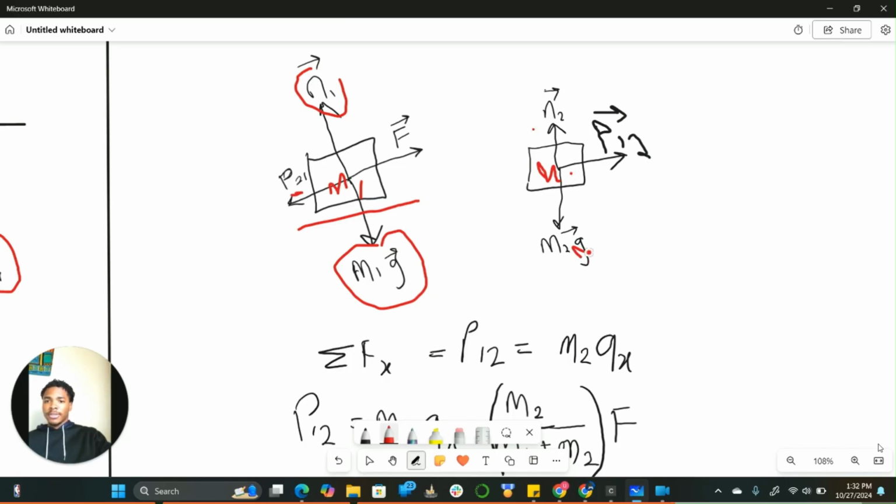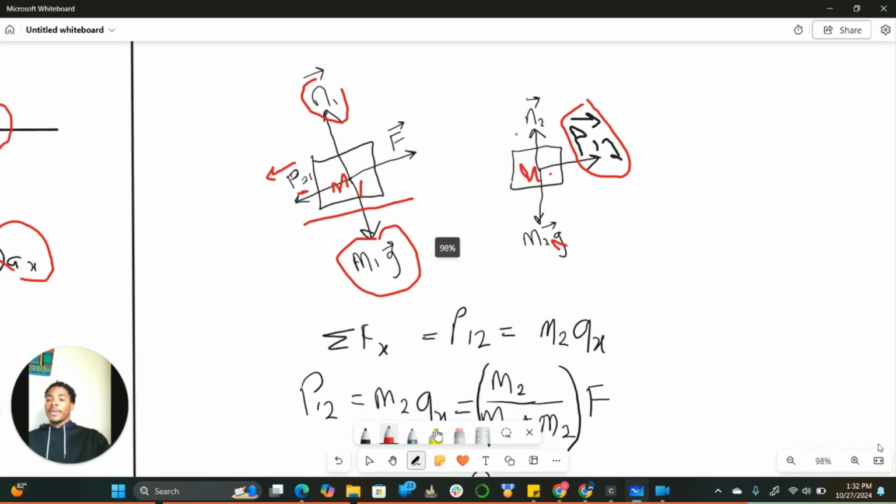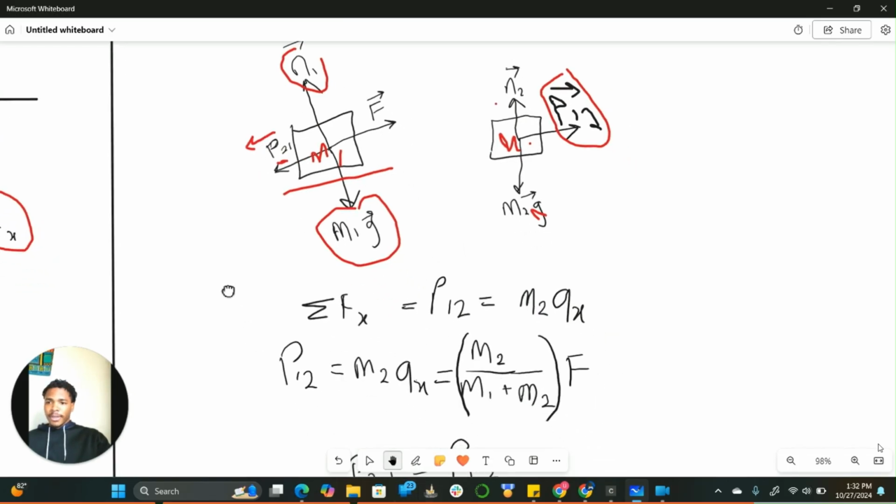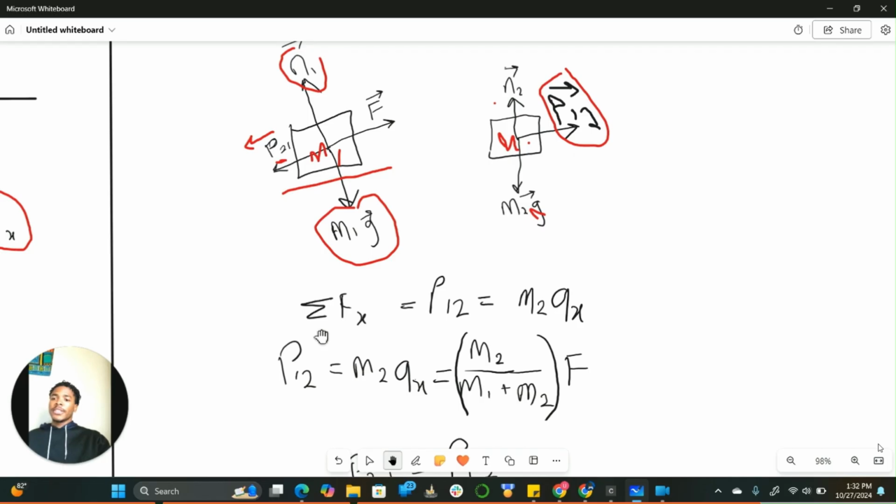Now, the direction of this contact force is key. The contact force on m1 is moving to the left because it hits m2 and has to go to the left. The contact force on m2 is moving to the right, because that's the direction of the force. So now that we have established all this, we can say that the summation of force is equal to the contact force on m2, because, like I said, it's moving in the direction of m2.